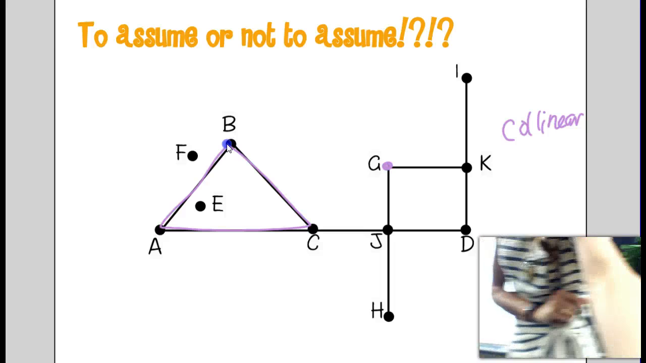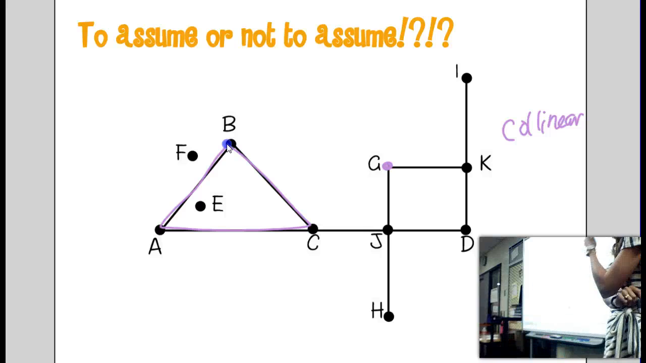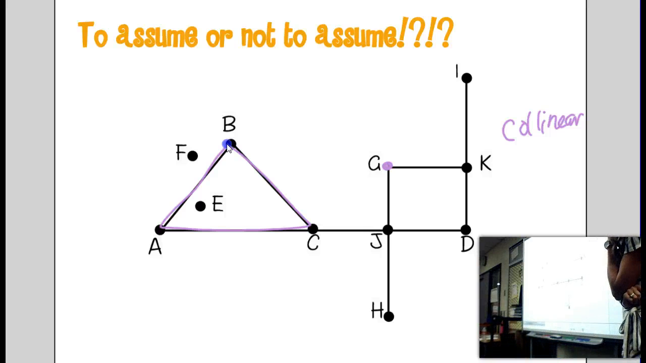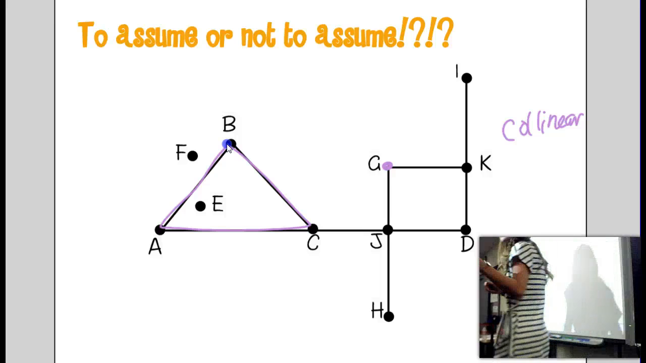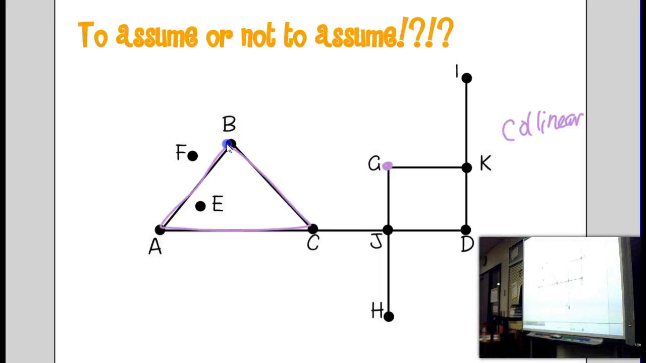Okay. What else can we assume? Can we assume that J is the midpoint of GH? Do you see tick marks? No. I don't see tick marks. Does it look like it's in the middle? Yes. But it's not. We can't confirm that it's in the middle. We already said we can assume collinear, so don't say that one anymore. That's good.